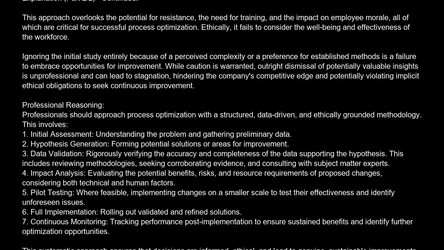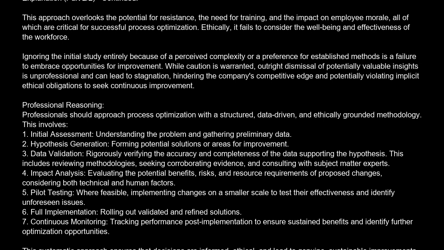Ignoring the initial study entirely because of a perceived complexity or a preference for established methods is a failure to embrace opportunities for improvement. While caution is warranted, outright dismissal of potentially valuable insights is unprofessional and can lead to stagnation, hindering the company's competitive edge and potentially violating implicit ethical obligations to seek continuous improvement. Professional reasoning. Professionals should approach process optimization with a structured, data-driven, and ethically grounded methodology.